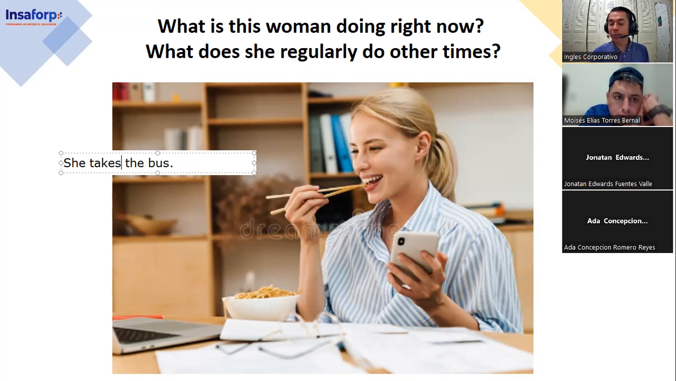Quiere decir, esto es para Ada y para todos, que el verbo to be no lo vamos a usar cuando hablemos de rutinas, de hábitos. No. Solo el verbo aquí, takes. Es más, le vamos a agregar algo más. She always, ¿ah? Para remarcar, she always takes the bus. Siempre toma el bus. ¿Ok? ¿Understand? Ok. Thank you, Ada.